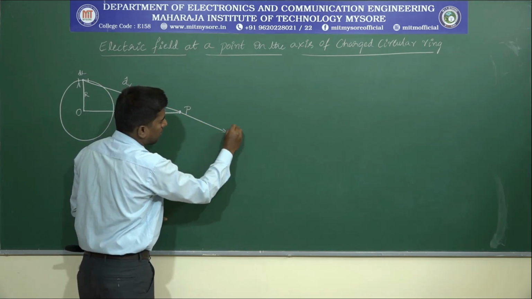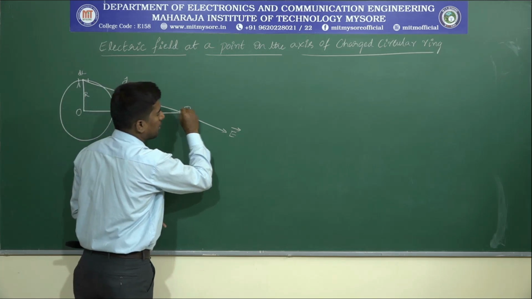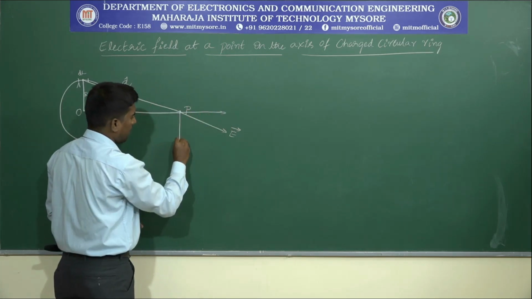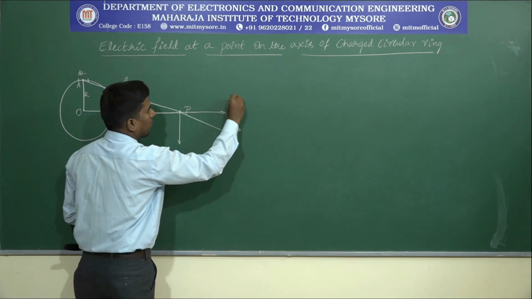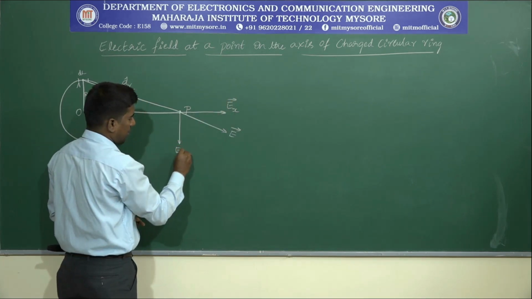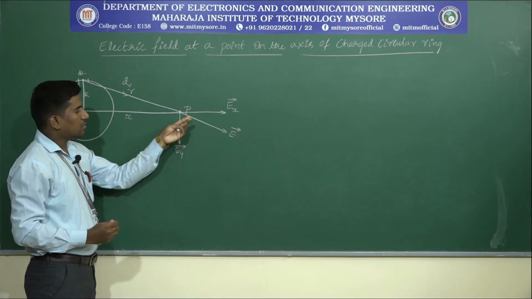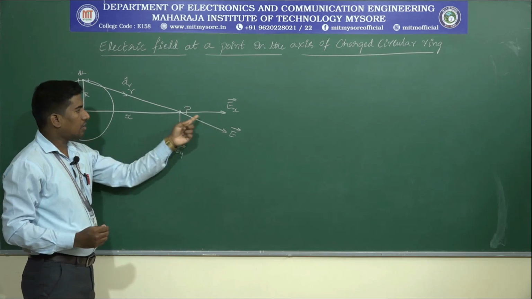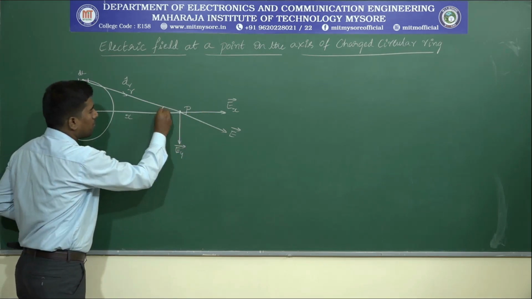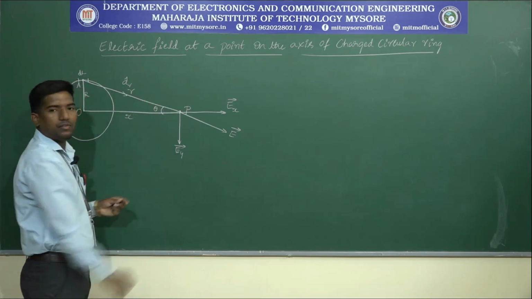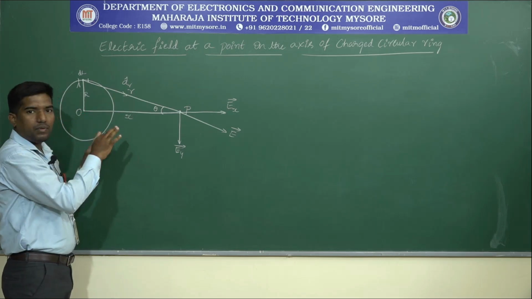This is vector E. If we resolve this vector into its x and y rectangular components, this is Ex and this is Ey. These are the resultants of this vector E, Ex along the x-axis and Ey along the y-axis. It forms the angle theta. This is the geometrical consideration we need to have.